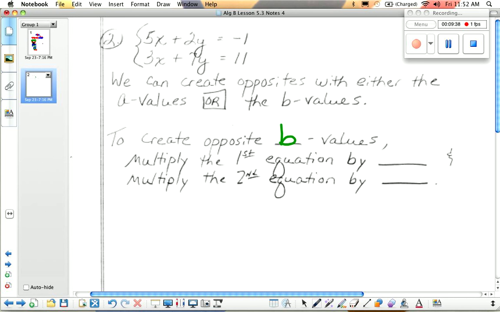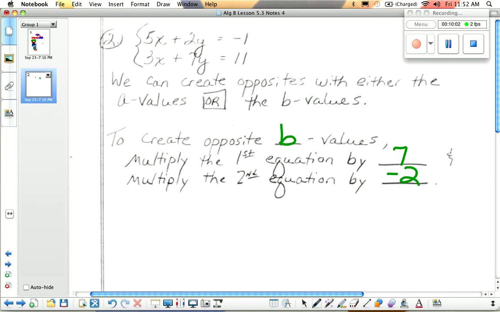So what do you want to multiply the first equation by then, Jossie? 7. 7, okay. And then if you multiply the first equation by 7, that would create a 14y, wouldn't it? So then now what do we need in the other equation? A negative 14y. So what would we have to multiply the second equation by to get a negative 14y? Negative 2.